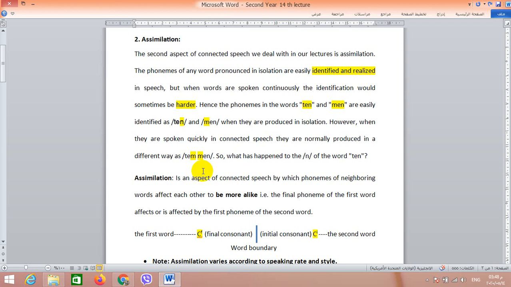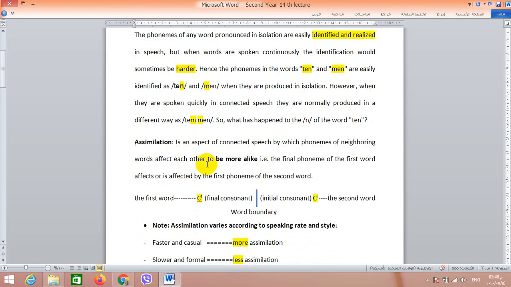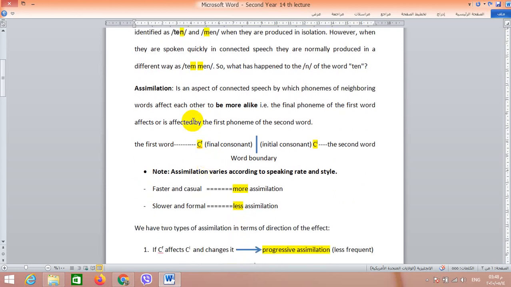So, what do you think has happened here? Where is the n sound of 'ten'? It becomes 'tem men'. Now, this is the result of assimilation. Now, what is assimilation? As I said a minute ago, it is an aspect of connected speech by which phonemes of neighboring words affect each other to be more alike.